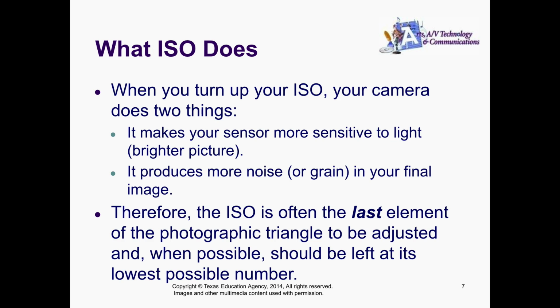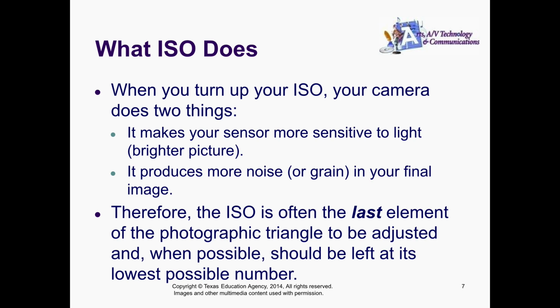What does ISO do? When you turn up your ISO, your camera does two things. It makes your sensor more sensitive to light, so it will brighten up your picture, but it produces, and this is definitely a test thing, more noise or grain. Those are synonyms. Oh, that has too much noise. Oh, that has too much grain. So noise or grain. Did you write that down? I think it's on there. Noise or grain. It produces more noise or more grain in your final image.